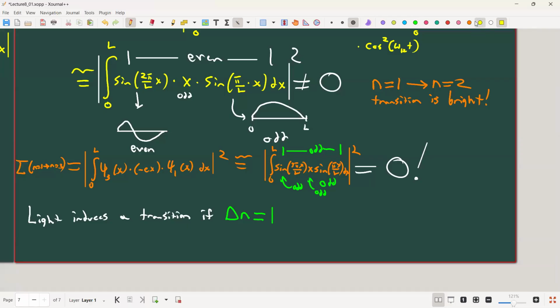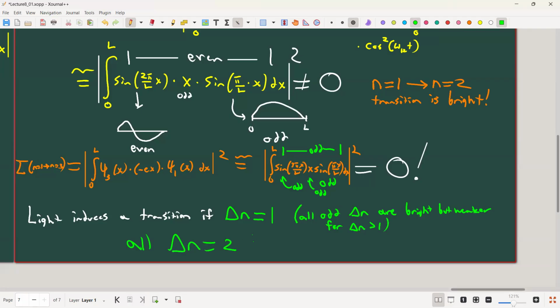It's not too hard to show that all odd delta n's are bright but weaker for delta n greater than 1. And then all even delta n transitions, 2, 4, 6, 8, are forbidden.